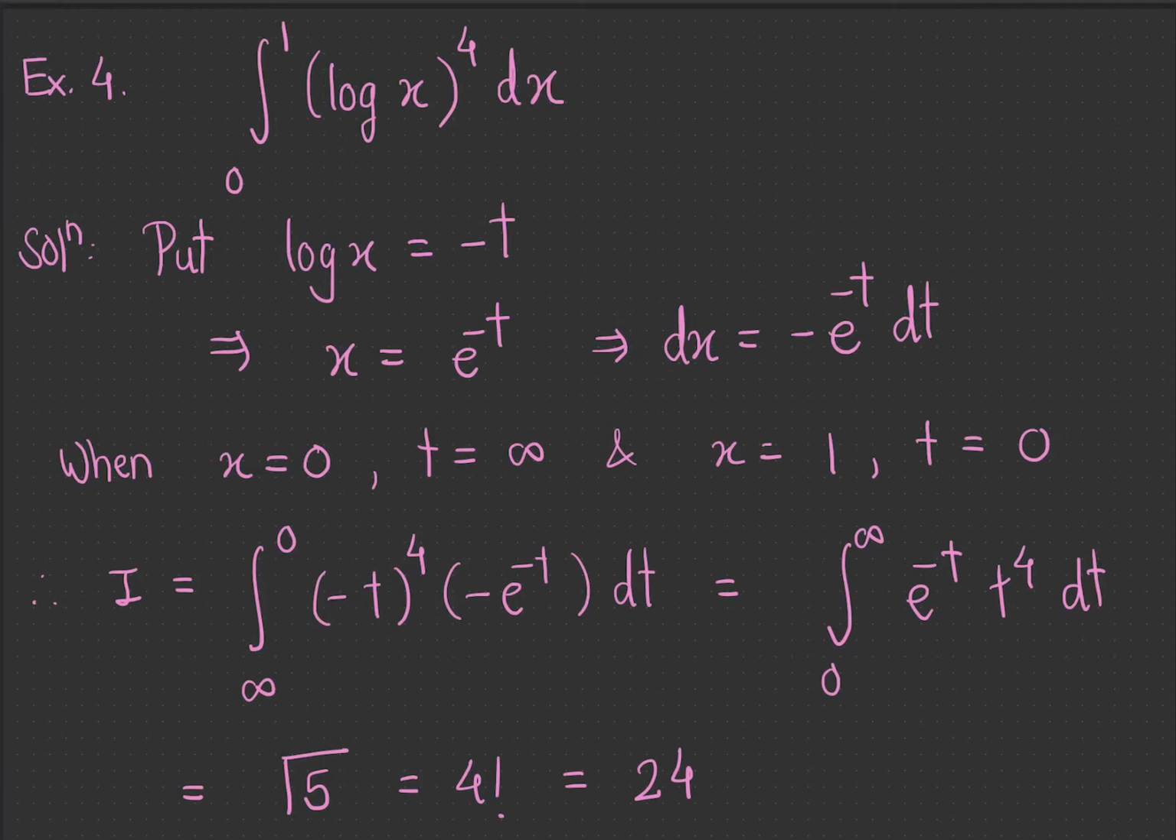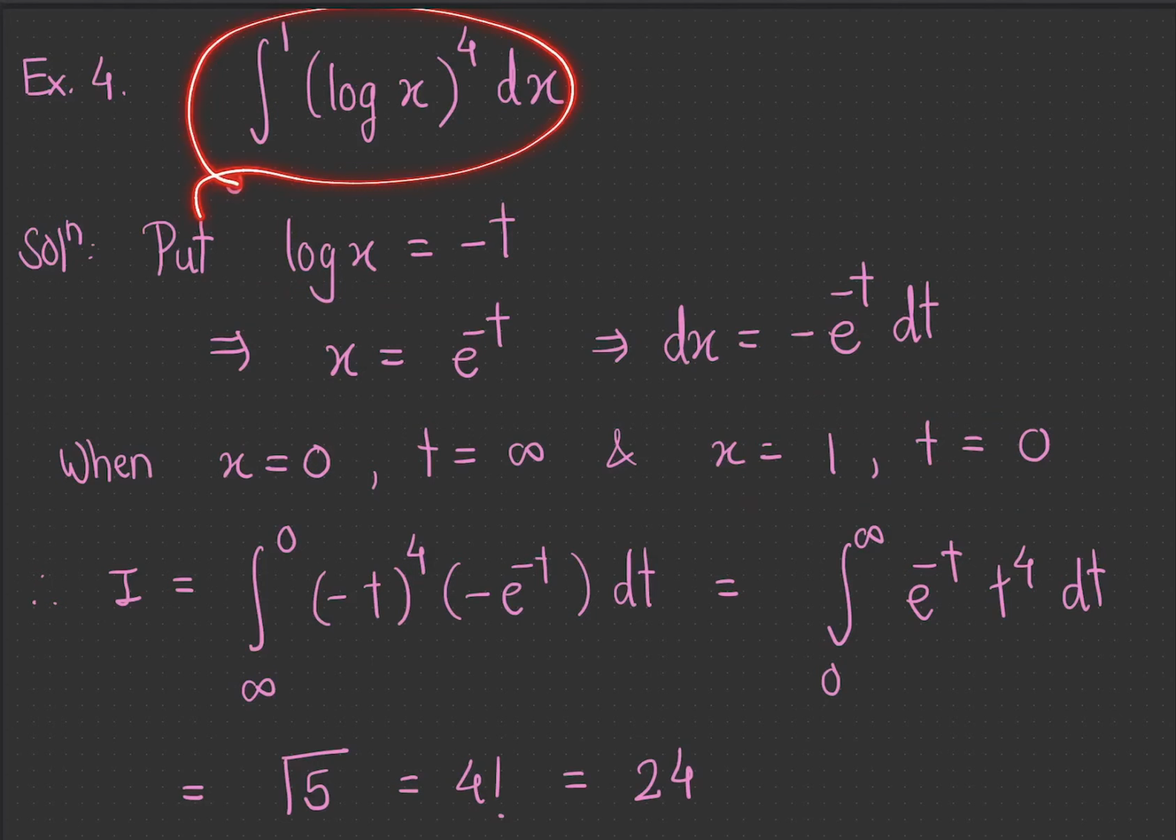Now the next example is integration 0 to 1 log x raised to 4 dx. Again in this example we will put log of x equal to minus of t. So this implies x is equal to e raised to minus t. Then dx is going to be minus of e raised to minus t dt. Also when x is 0, log of 0 is minus infinity, so minus t will be minus infinity, so t will be infinity. So when x is 0, t is infinity, and when x is 1, minus t will be log of 1, and log of 1 is 0, so t will be 0.